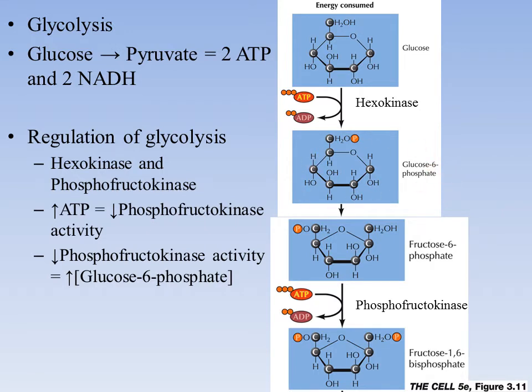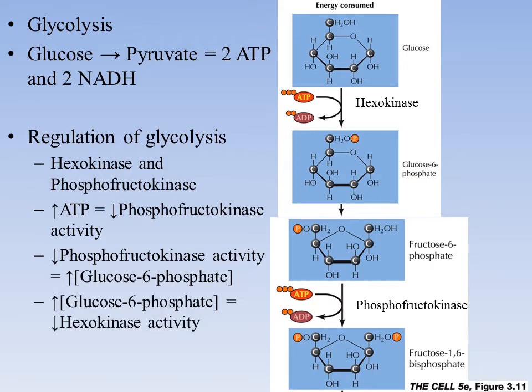And as a result of that, now we're messing with the chemical equilibrium of this first reaction here. So remember, enzymes are great, but they're not miracle workers. They cannot make a reaction occur against its chemical equilibrium. So if we have a high concentration of glucose 6-phosphate, that's going to decrease the activity of hexokinase, because this enzyme is not going to want to convert glucose to glucose 6-phosphate when the concentration of glucose 6-phosphate is much higher than glucose.